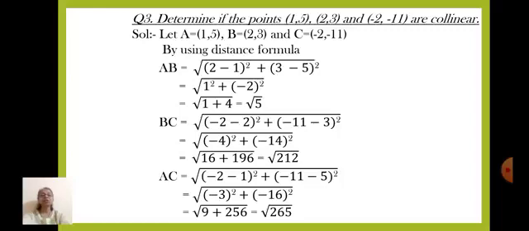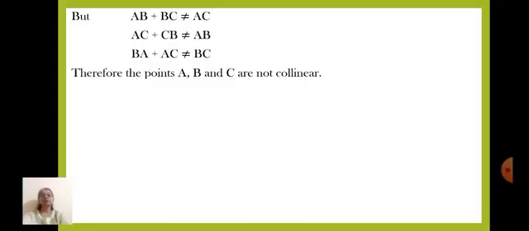Now let us add one by one and see whether the sum of any two lengths is equal to the third length or not. So we observe AB plus BC is not equal to AC. If we add AC plus BC, that is also not equal to AB. Then thirdly, AB plus AC is not equal to BC. That means we are not getting the sum of any two shorter lengths equal to the longer one. So what does it mean? That means the points are not collinear.